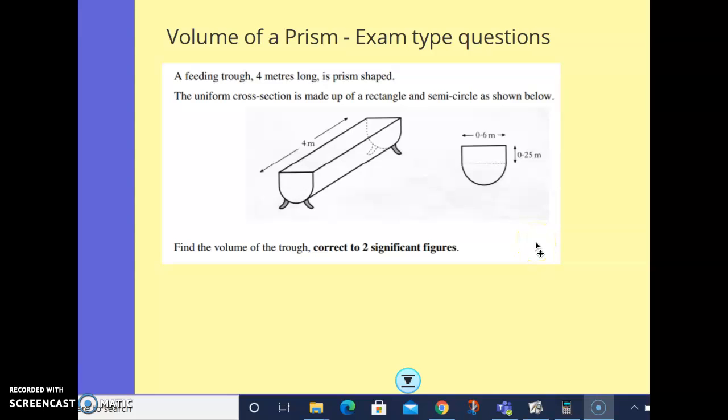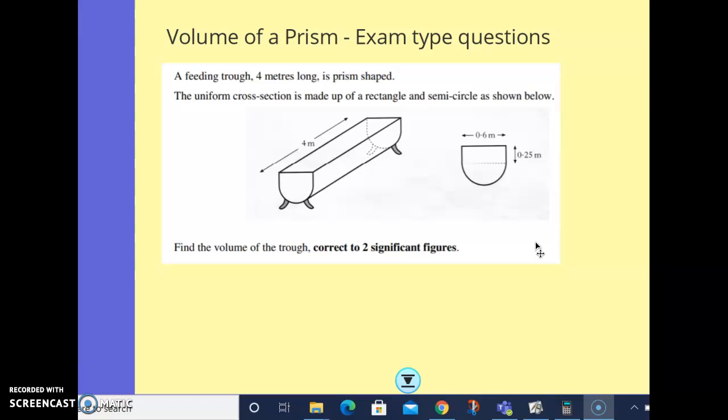Okay, we're going to look at some more exam type questions looking at volume of a prism. Now you won't always just get told what the area of the base is, and some of them could be slightly more complicated areas to work out. So we've got two examples here for us to try together, looking at volume of a prism, and then I'll leave you to try some yourselves.